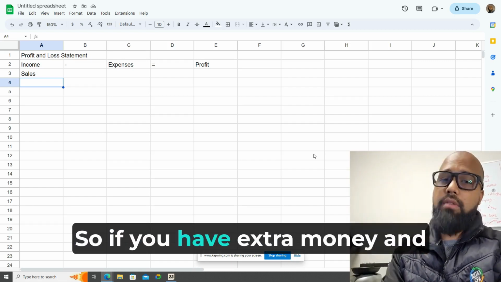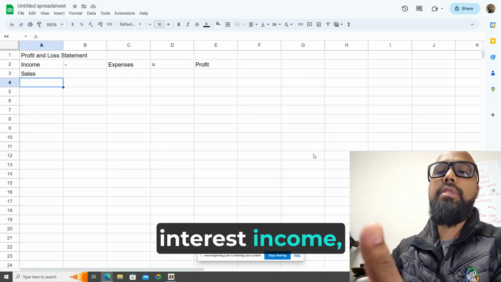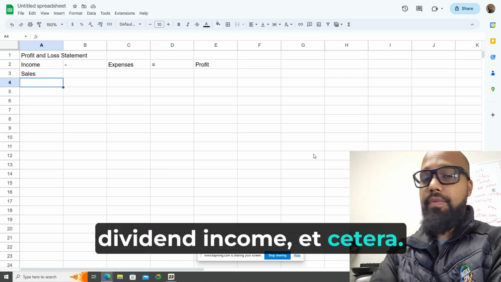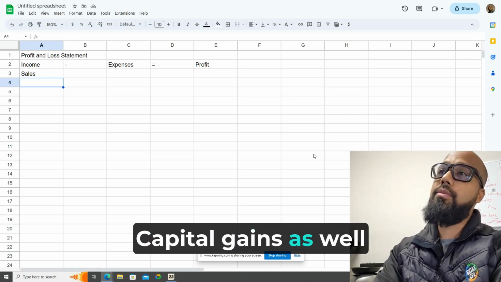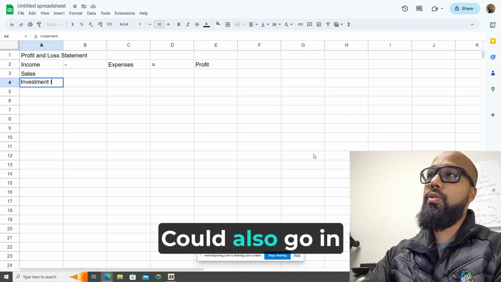So if you have extra money and you've placed that in an investment and it's generating passive income, interest income, dividend income, etc., those would go in there. Capital gains as well can go in there. And any other type of income that you receive would also go in there.